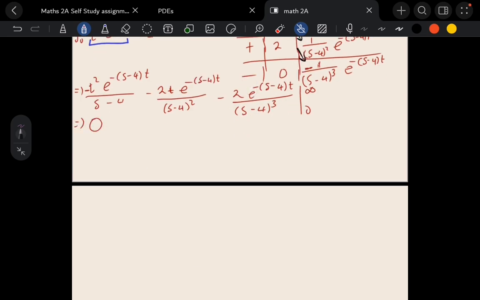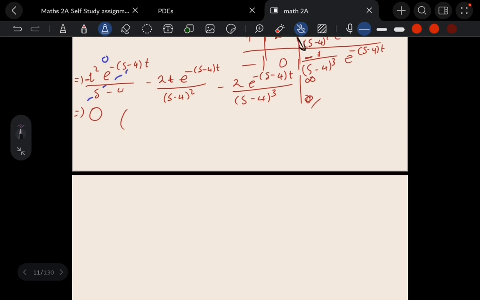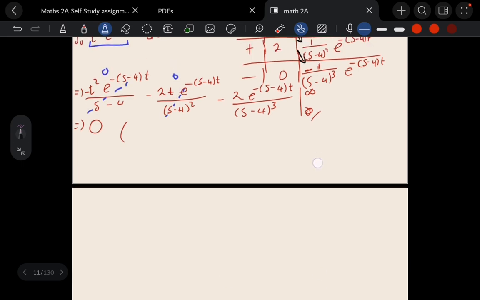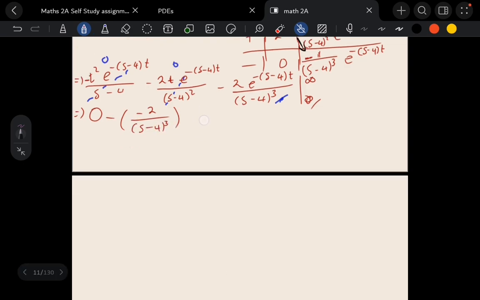Now if you want to substitute this 0 here, you need to subtract. When you substitute 0 here, this thing is going to be 0. When you substitute 0 here, this thing is going to be negative 2 over (s minus 4) cubed, which is the same thing as 2 over (s minus 4) cubed.